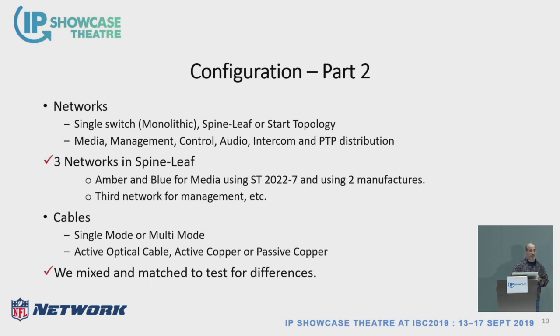The amber blue, as we mentioned, for the -7, using 2 manufacturers, and a 3rd network where we did the control, the audio, the intercom, and the PTP distribution. That's where we fed the grandmasters, and then that became a leaf to the spines on the amber and blue to feed the rest, and that way we would know that we were feeding the same PTP on both networks.